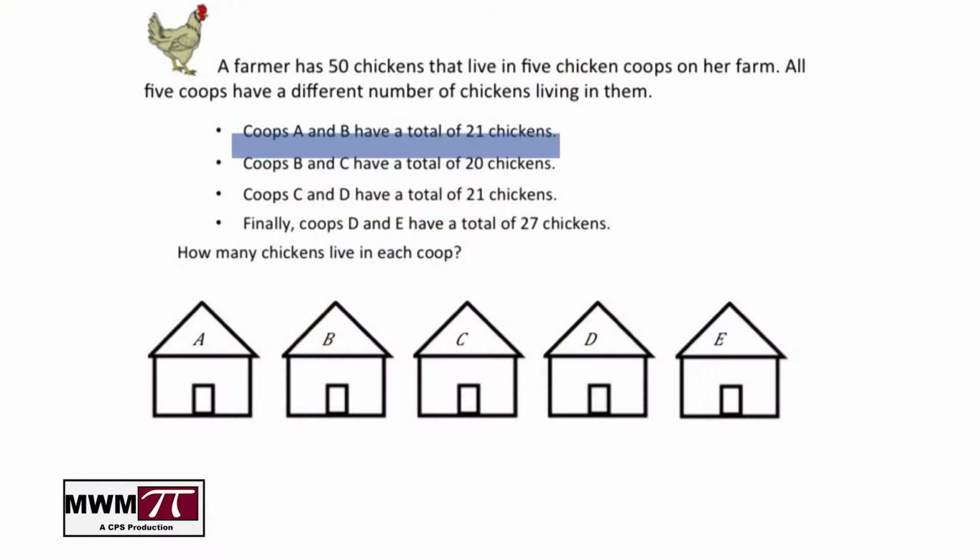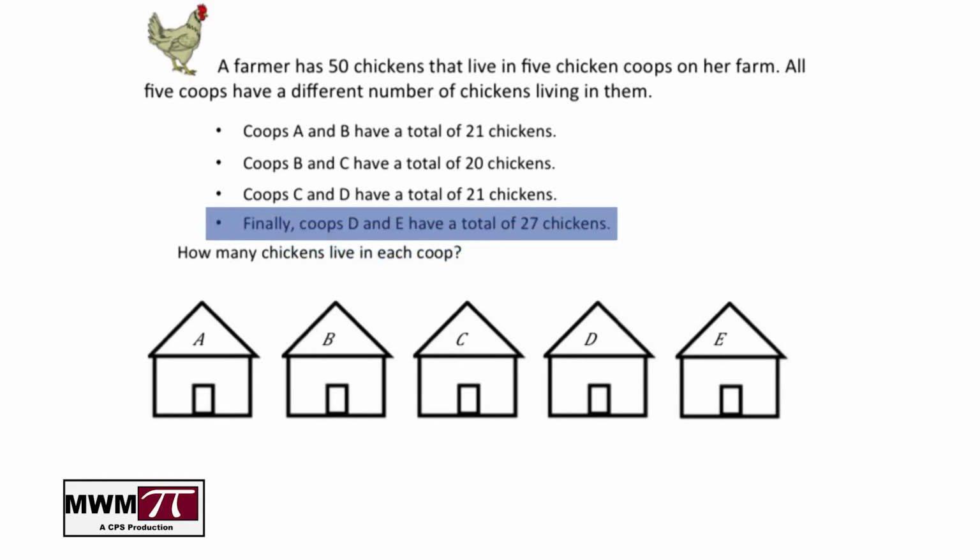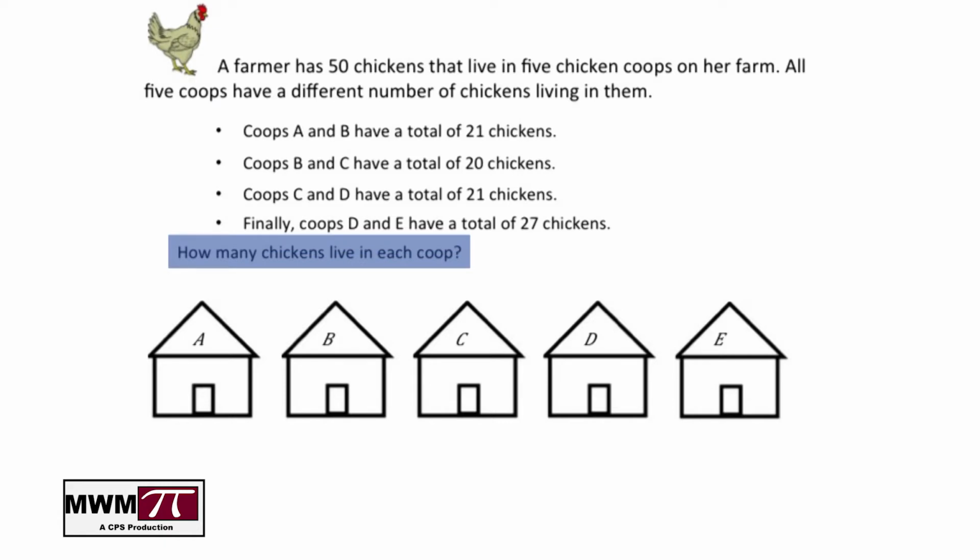All right, I am Miss Silk, an algebra teacher at Chelmsford High School, and I have a problem for you to try out. A farmer has 50 chickens that live in 5 different chicken coops on her farm, and all 5 coops have a different number of chickens living in them. Coops A and B have a total of 21 chickens. Coops B and C have a total of 20 chickens. Coops C and D have a total of 21 chickens. And finally, coops D and E have a total of 27 chickens. So you want to figure out how many chickens live in each coop.